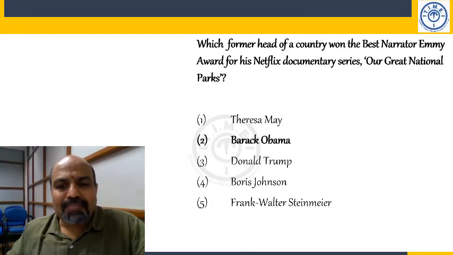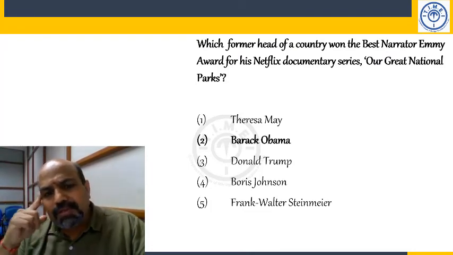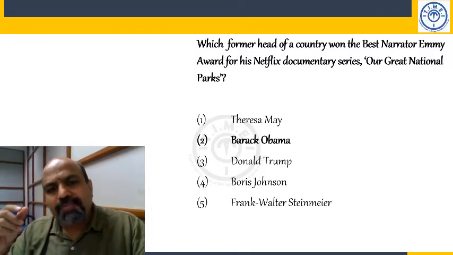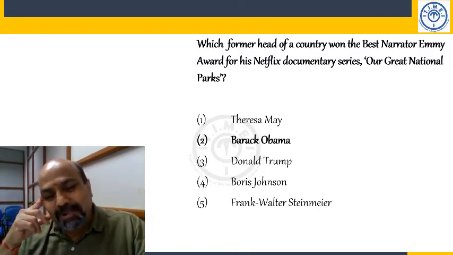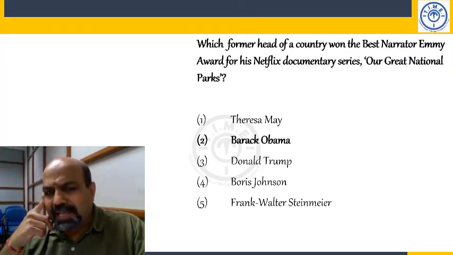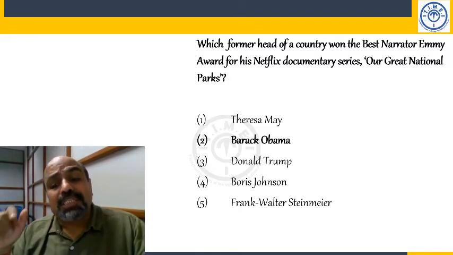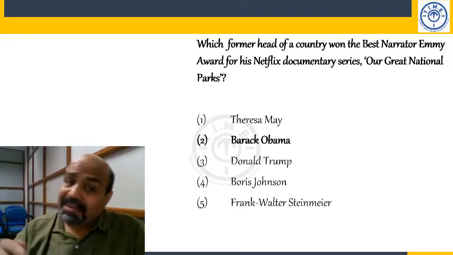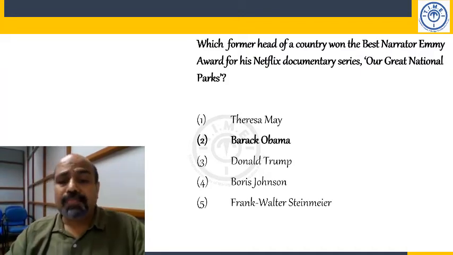Who are these guys? Theresa May, ex-PM Britain. Donald Trump, ex-president of US. Boris Johnson, like May, is a former Prime Minister of Britain. Frank Walter Steinmeier, choice 5 is relevant. President of Germany.